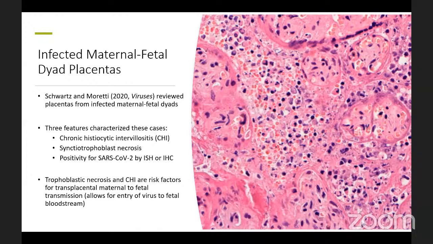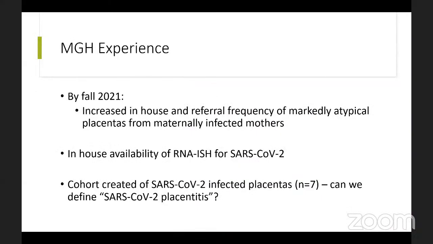At the end of this study, which was largely out there to prove that transplacental infection could occur, they noted that trophoblast necrosis and the chronic histiocytic intervillositis, or CHI, were risk factors for transplacental maternal to fetal transmission. So basically, the destruction they were seeing of the placenta was what was allowing the SARS-CoV-2 virus to enter the villi and ultimately enter the fetal bloodstream.